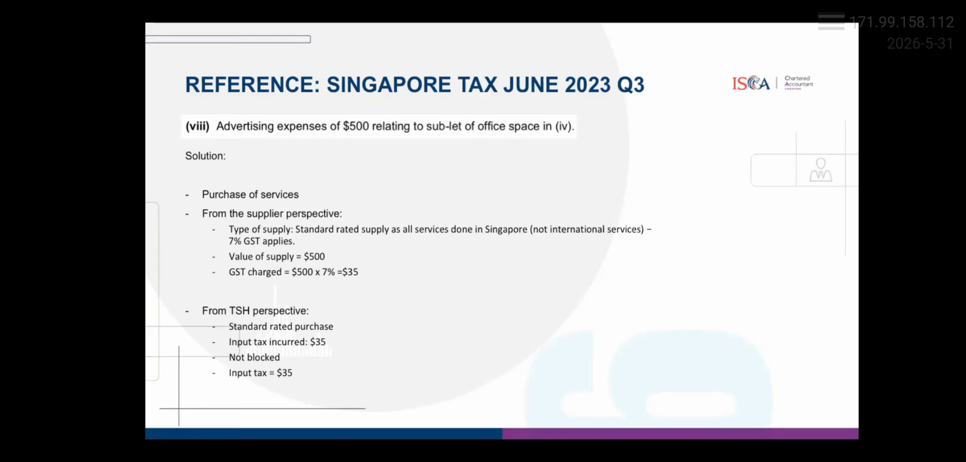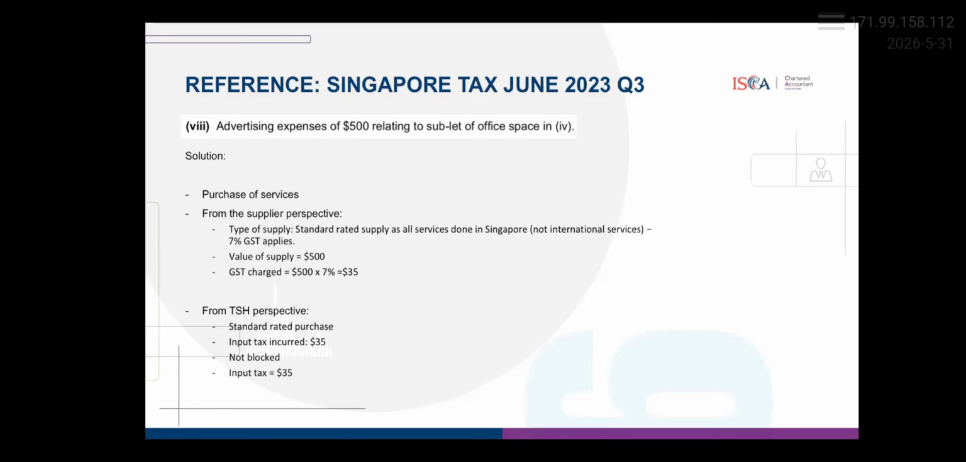When it comes to purchase, and in exam, we have to first determine from the supplier perspective. So we put ourselves in the supplier's shoes and ask, what type of supply is this? This is a standard rated supply, as all services are done in Singapore. It is not international services. And therefore 7% of GST applies. Do remember it's 7% because we are talking about the 2022 year. The value of supply to the supplier would be $500. That's how much he charged. And the GST that is chargeable will be $35, which is 7% of $500.